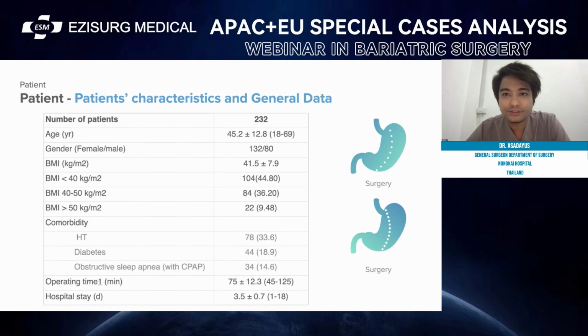These are the characteristics and general data of the patients. The mean age is 45 years old, and there were more females than males. The mean BMI is 41.5. For comorbidities, most patients had hypertension, 78, and diabetes, 44, and OSA, or obstructive sleep apnea, with CPAP in 34 patients. The mean operating time is 75 minutes, and the hospital stay is about 3.5 days.